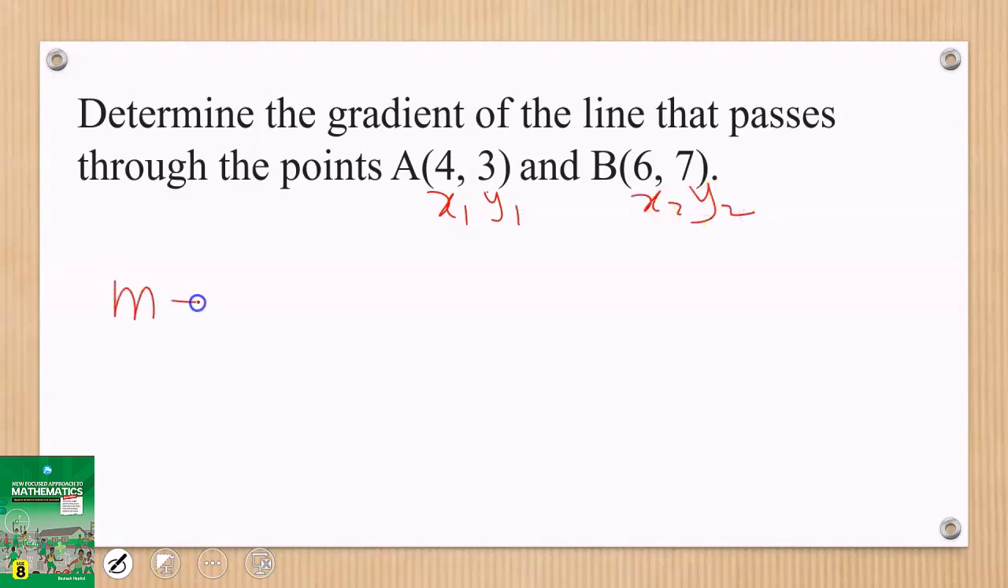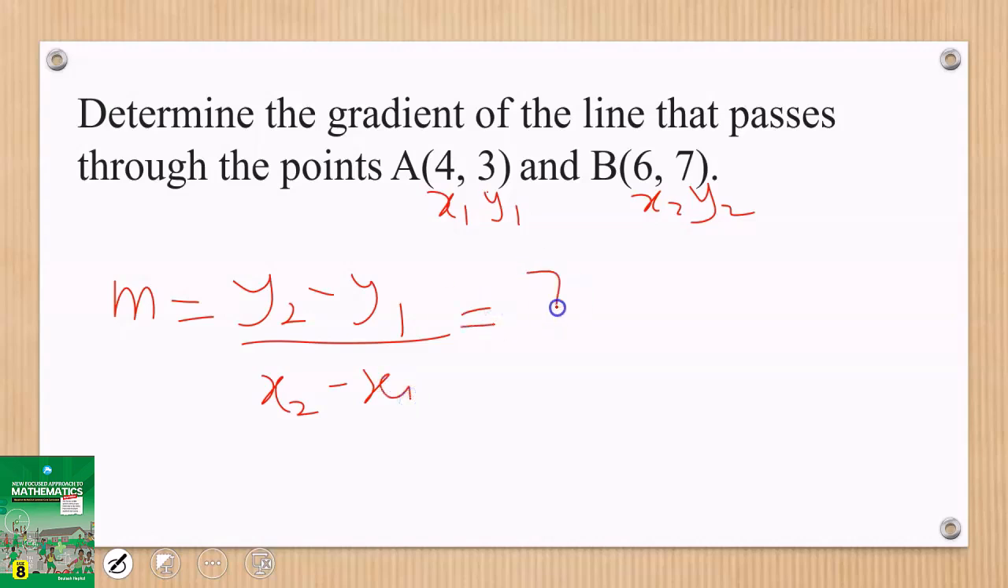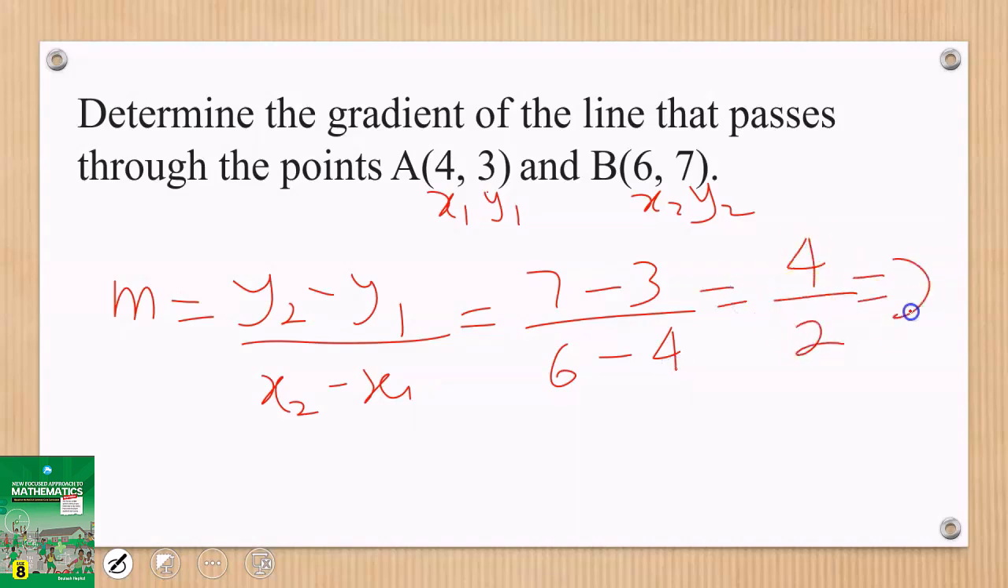In that case, your gradient, which is changing y over changing x, will be equal to y2, which is 7, minus y1, 3, over x2, 6, minus 4. And so we can simplify this as 4 over 2, and the answer is 2. So the gradient of this line that is passing through this point and that point will be 2. Very steep gradient, right?